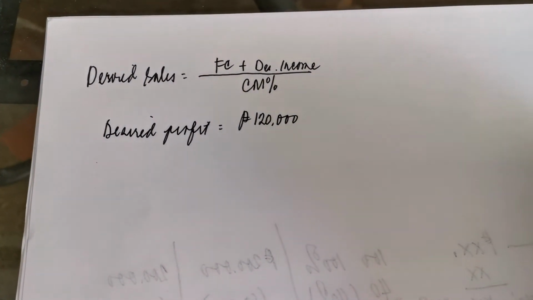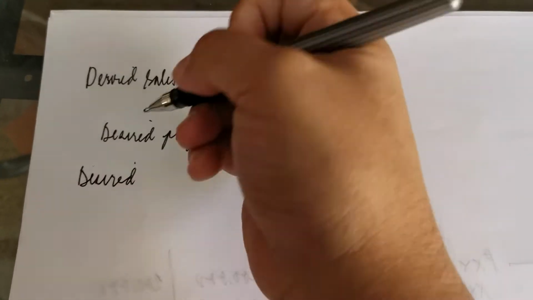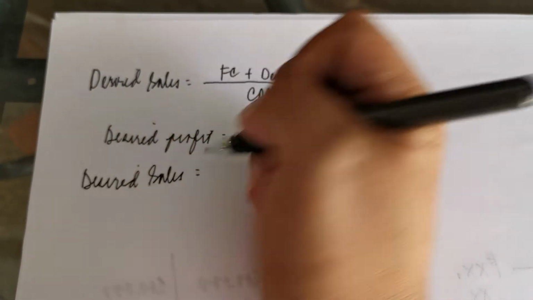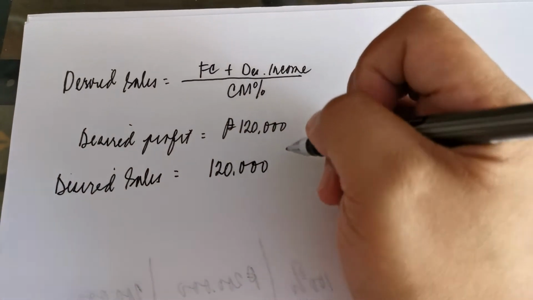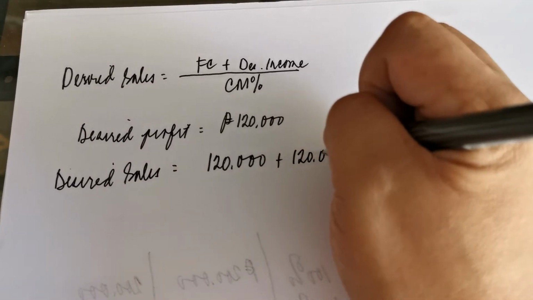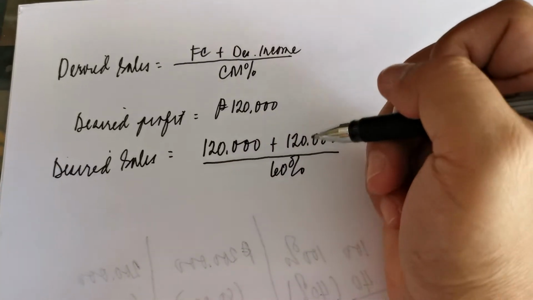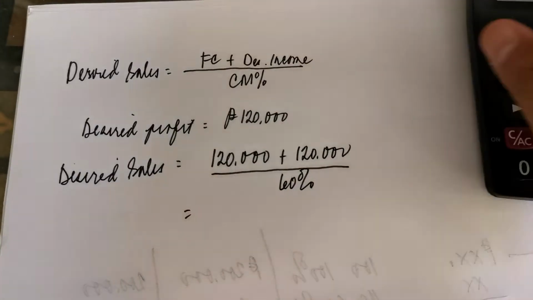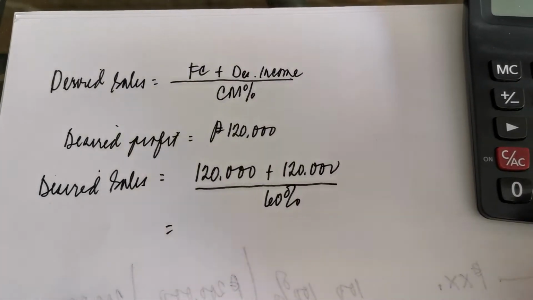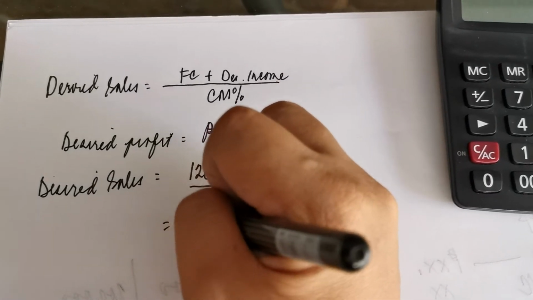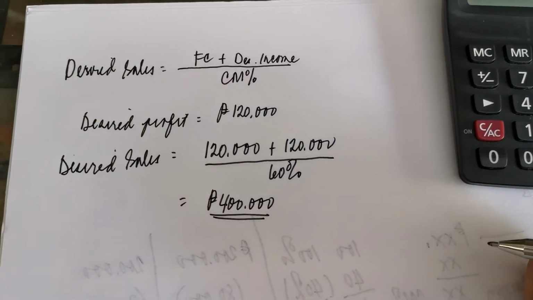So using our earlier example, the desired sales now will be computed as follows. You have the fixed cost of 120,000 plus the desired income of 120,000 divided by 60%. Therefore the desired sales for them to be able to generate 120,000 in terms of net income is 400,000. Let us try to prove.